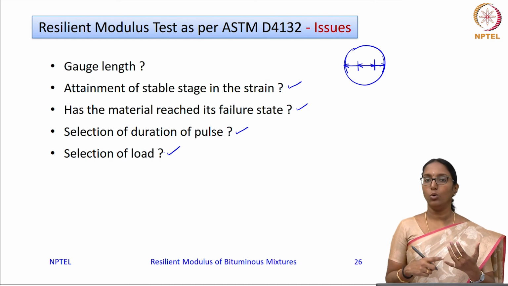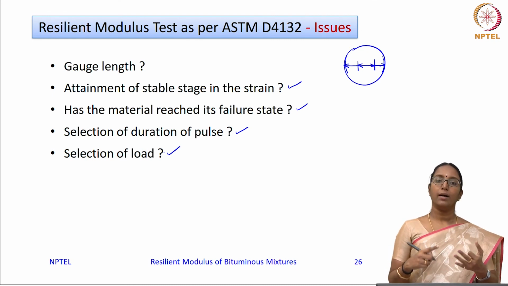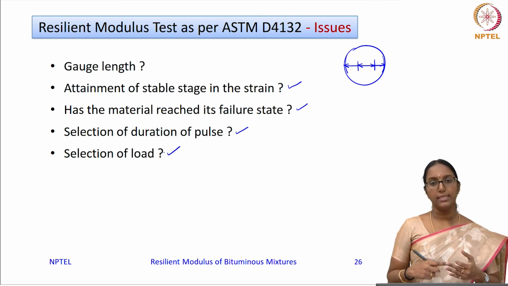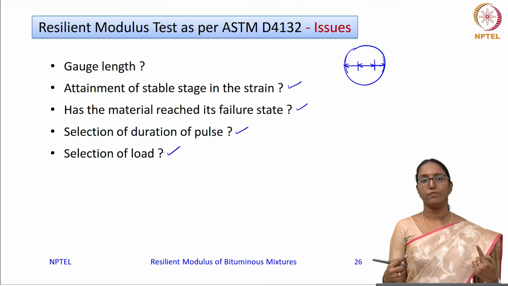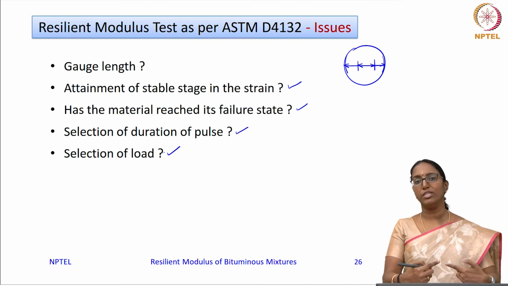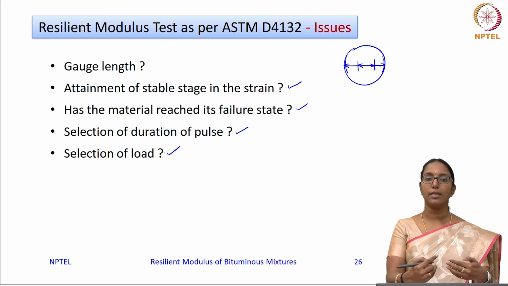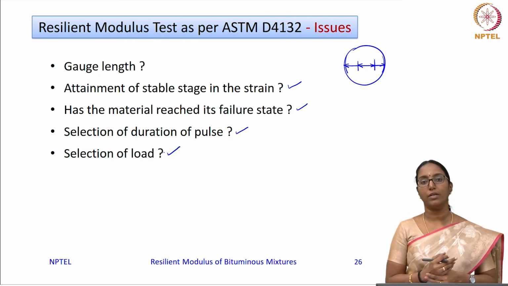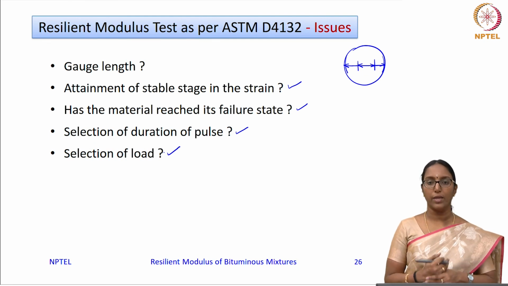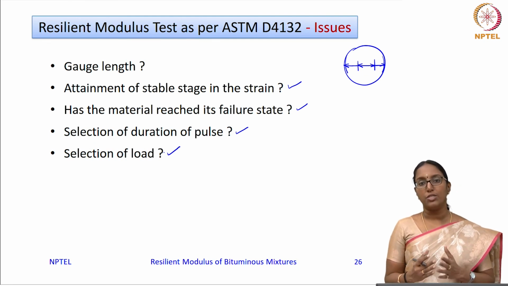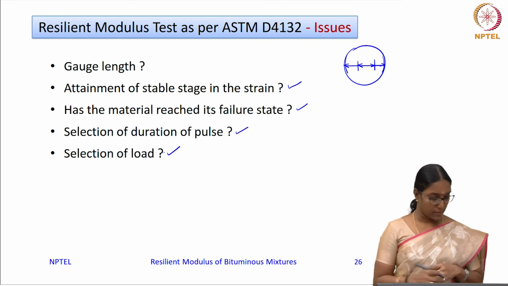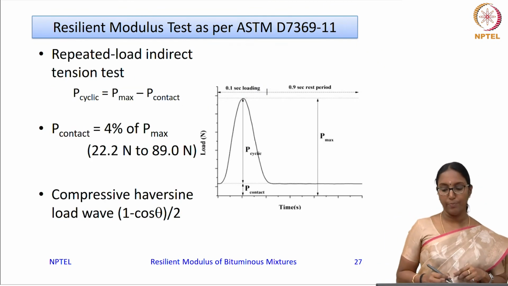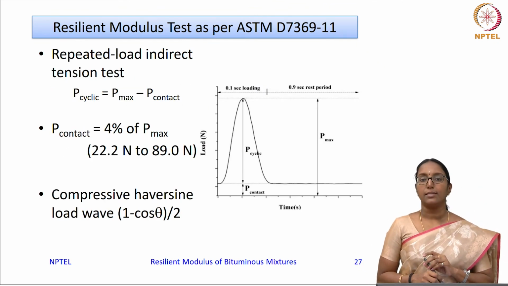So, regarding the load pulse, its duration, then the preconditioning cycles, and also the gauge length that you have to choose, there is a little bit of uncertainty or confusion in the selection of all these parameters as far as this AS4123 is concerned. Okay. Now, many of these issues are addressed in the latest revision, which is ASTM D7369-11.